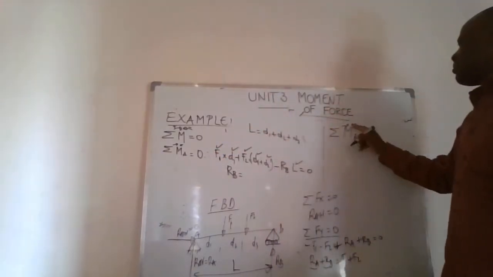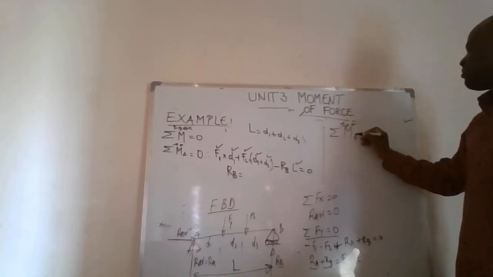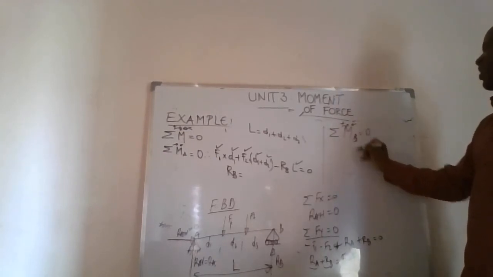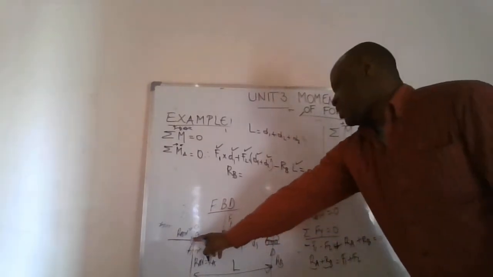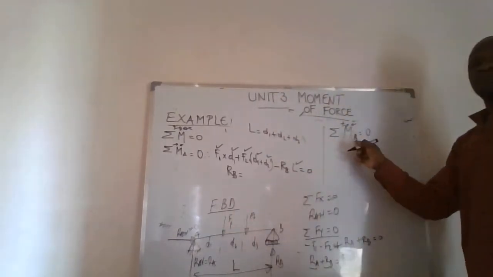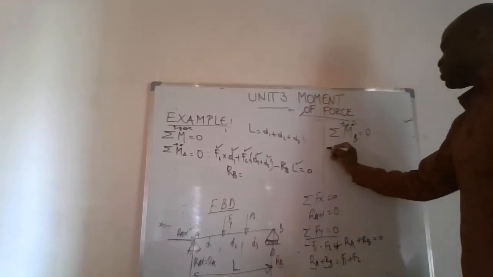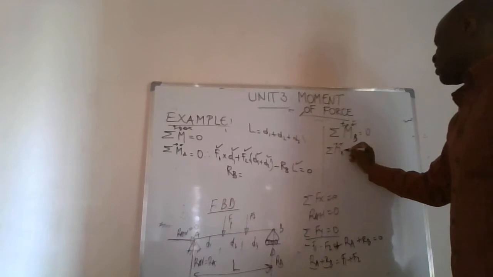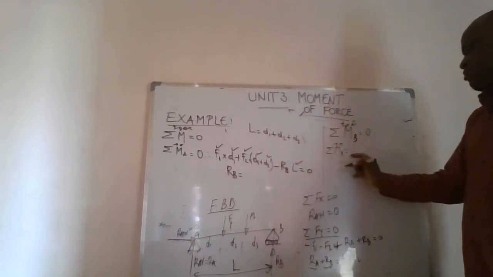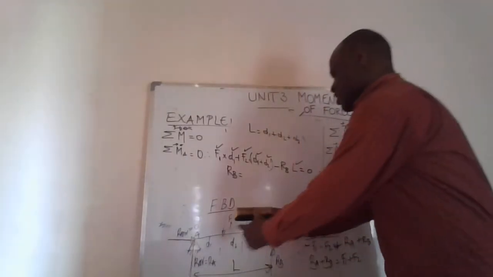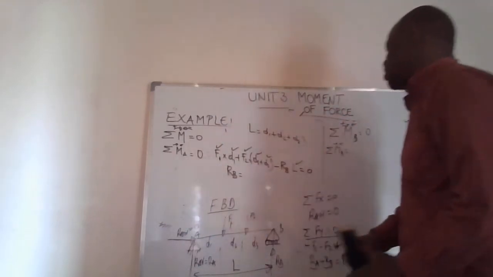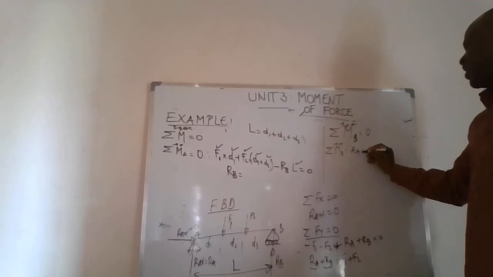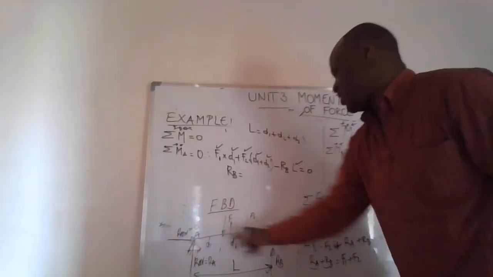Now, if we do the algebraic sum of moments about B equal to 0, we have to expect to get RA, because RA is at the perpendicular distance to the pivot B. Now, what's going to be the equation? We can see that the equation will be something like this. About B, RA will induce a tendency of a clockwise moment times the length, because that's the distance.